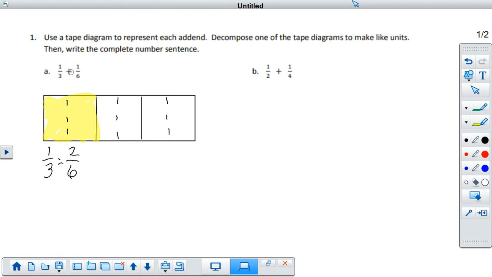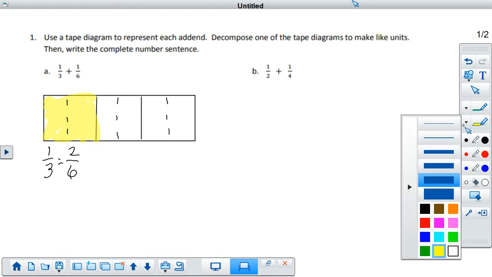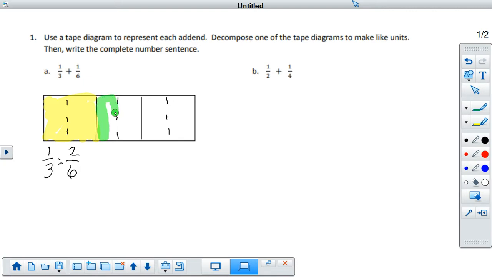Next, what I want to do is actually add that 1/6. And I'm going to go fancy and make it a different color. So here's my 1/6 that I'm also shading in. So now I can add 1/6. I can see on my diagram that 3/6 are shaded, and I know 2/6 plus 1/6 is 3/6. And there's my answer. So I have a tape diagram decomposed. My like units became the sixths. I started with the thirds. And then I have a number sentence to go with it. That is 2/6 plus 1/6 equals 3/6.